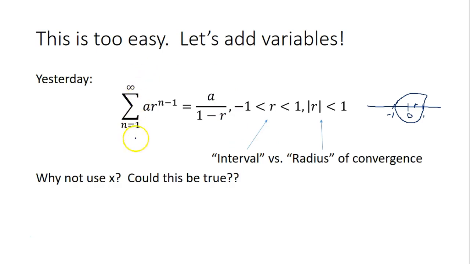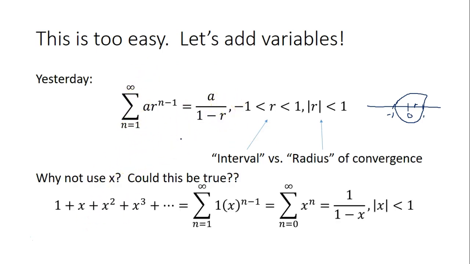So our question is, instead of using an r here, why not use an x? So could this possibly be true? Is it possible that if you add 1 plus x squared plus x cubed plus x to the fourth, et cetera, off to infinity, that is geometric, right? It looks like it. It looks like we have a first term of 1, and we have an r that is equal to x, right? So instead of a over 1 minus r, this would be 1 over 1 minus x. But 1 over 1 minus x, that's a function that we've seen and we could graph, right?